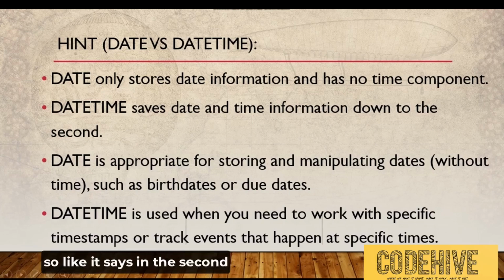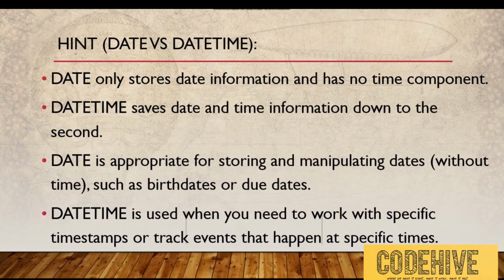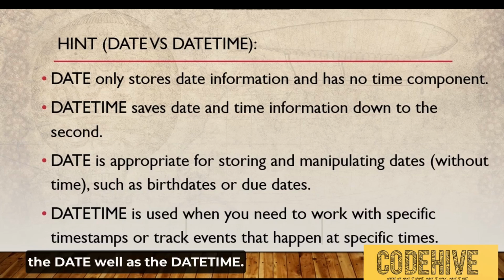Okay, so like it says in the second bullet, it saves the date and time information down to the second. And that's why you have the statement in the fourth bullet that says track events that happen at specific times. So that's it for this video, guys. I've shown you the date versus date time data type. I showed you the difference between the NVARCHAR as well as the VARCHAR. We've looked at the int, we've looked at the char, we've looked at the date as well as the date time.